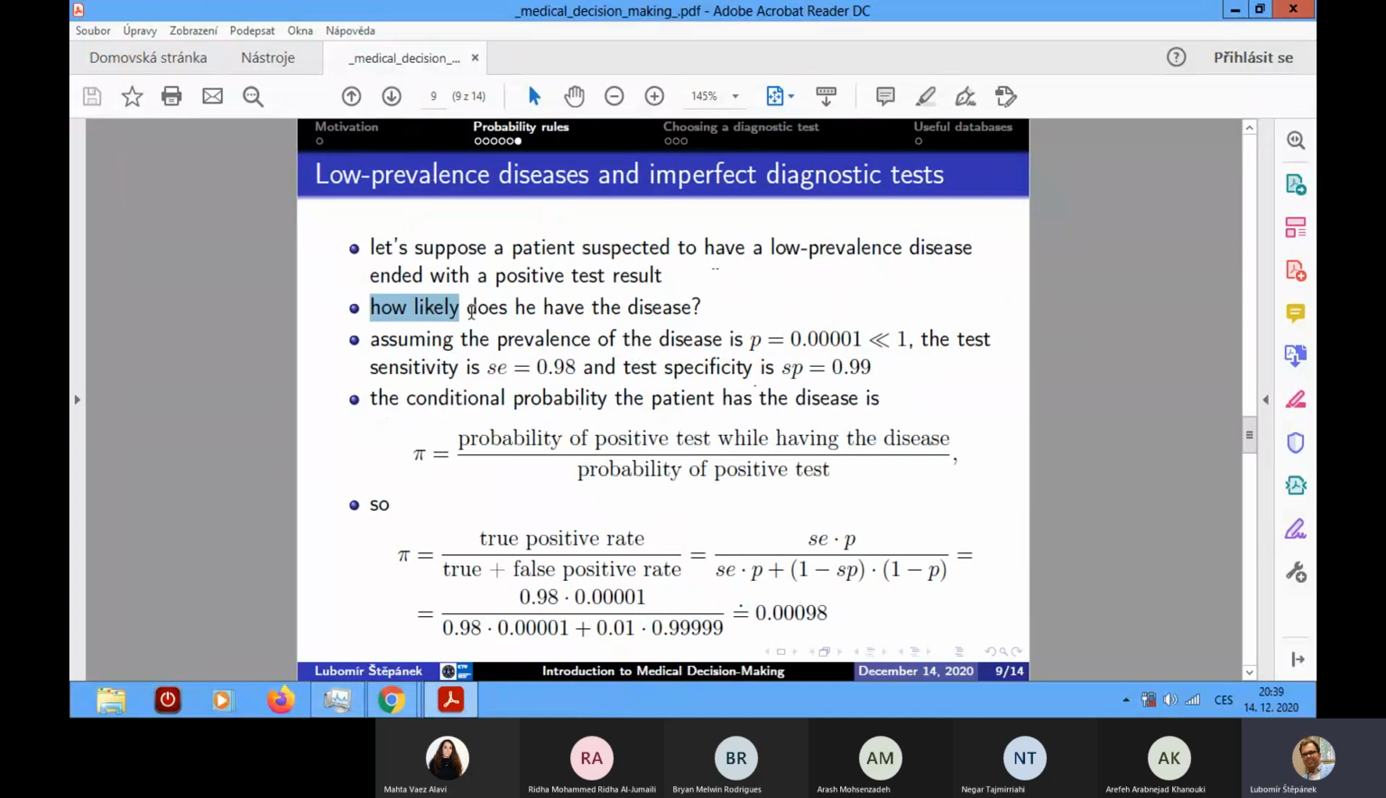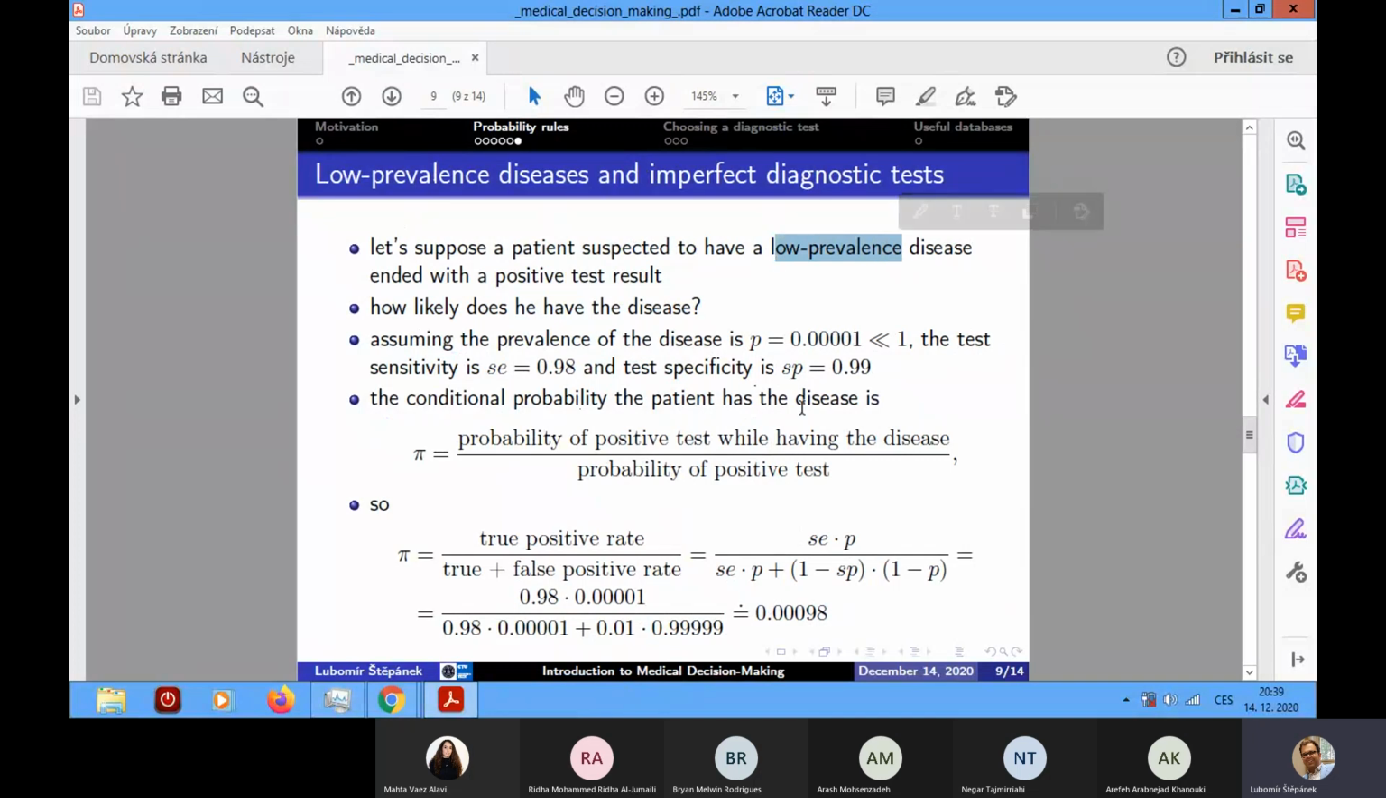But if we ask the question in a bit different manner, meaning how likely does the patient have the disease, considering that he got a positive result of the test, then this is a conditional probability. So we know that he already got the positive test, but we suppose that the disease of our interest, for which we tested the patient, has a low prevalence.